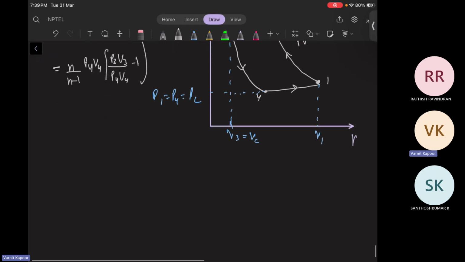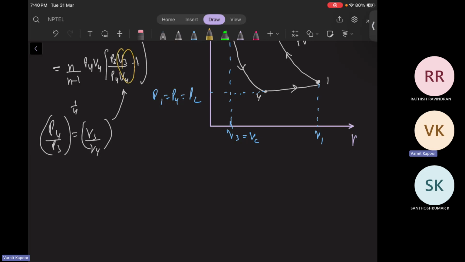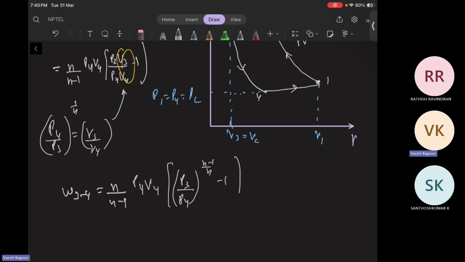And again, you will do the same. That is the ratio P4 by P3 is V3 by V4 to the power of 1 by n here. And you will put this here for V3 by V4. And you will get your final expression from 3 to 4 as n by n minus 1 times, sorry, P4V4 into P3 by P4 power n minus 1 by n, minus 1.